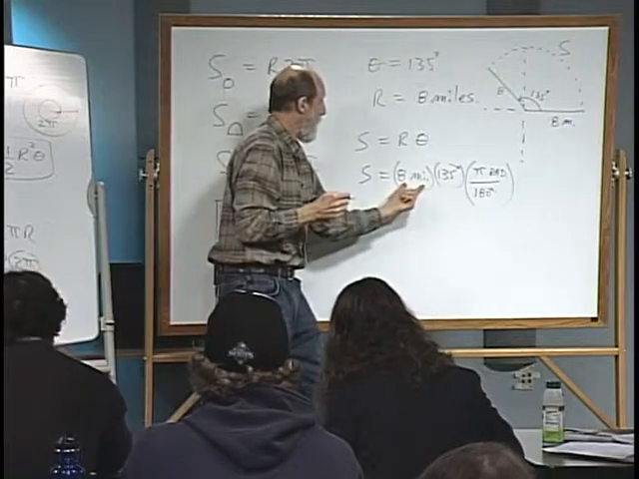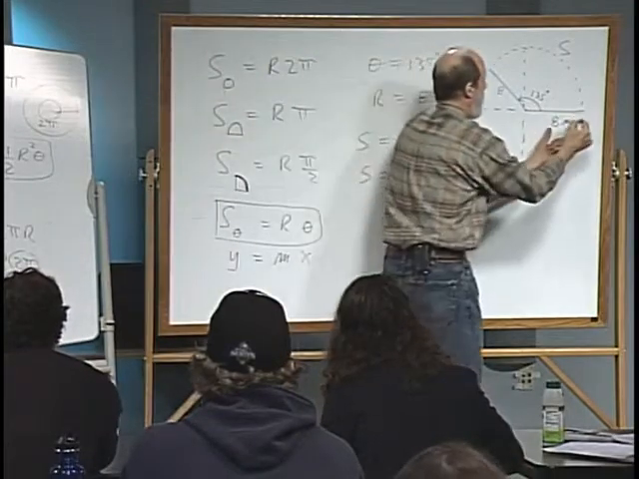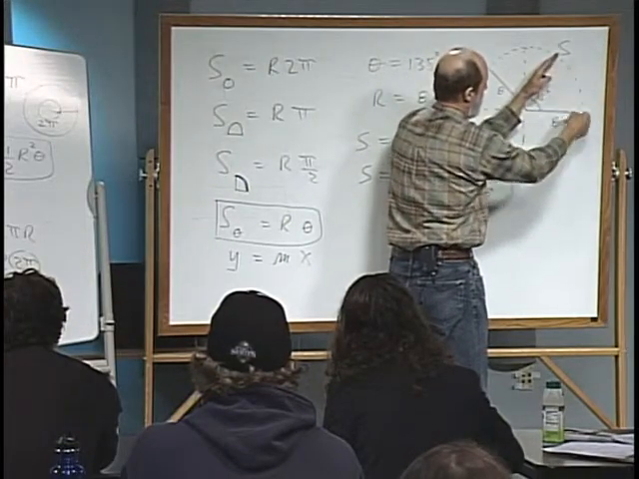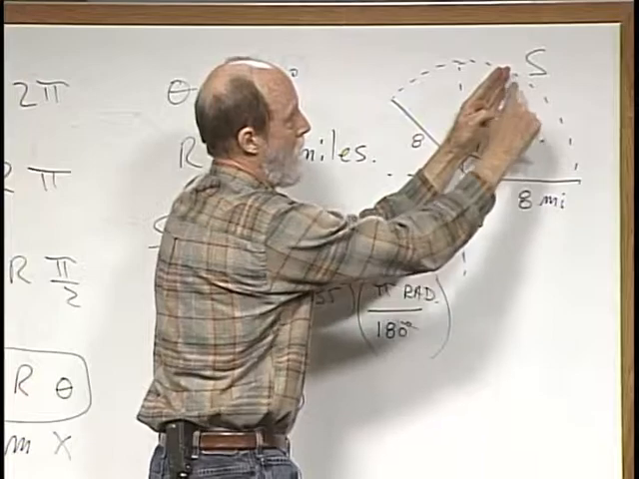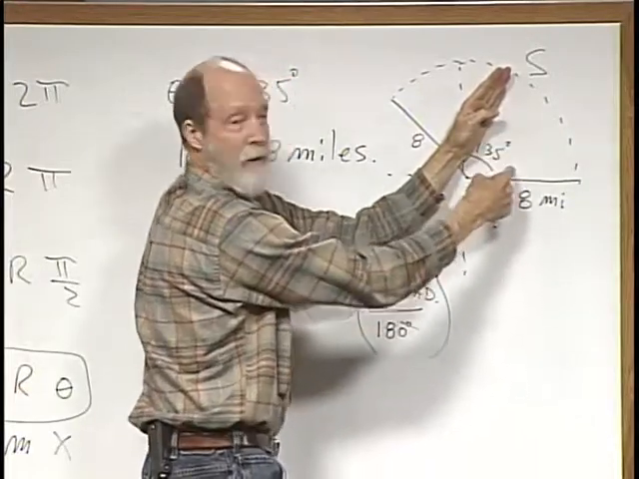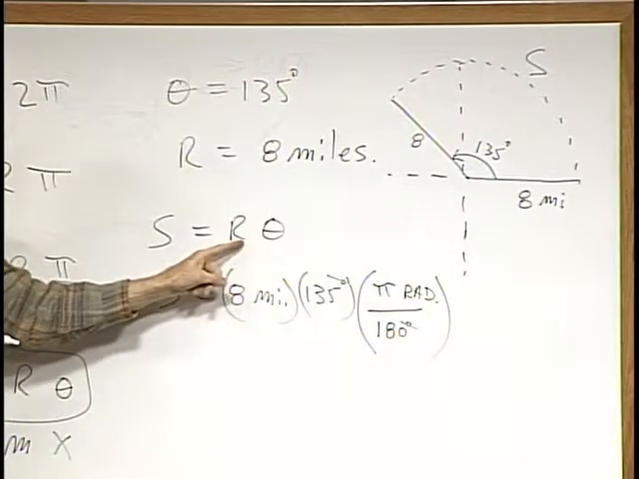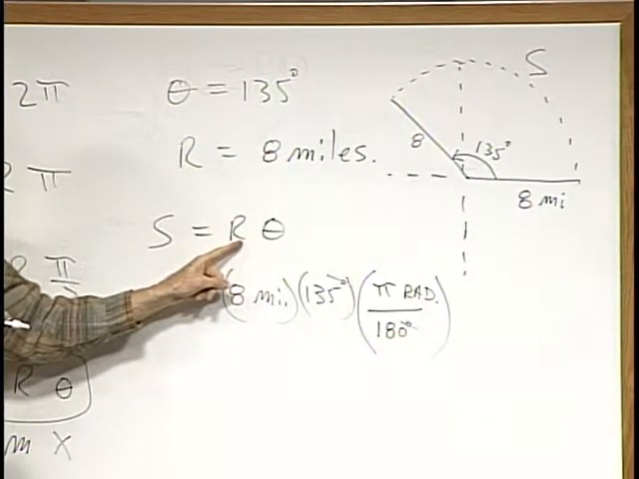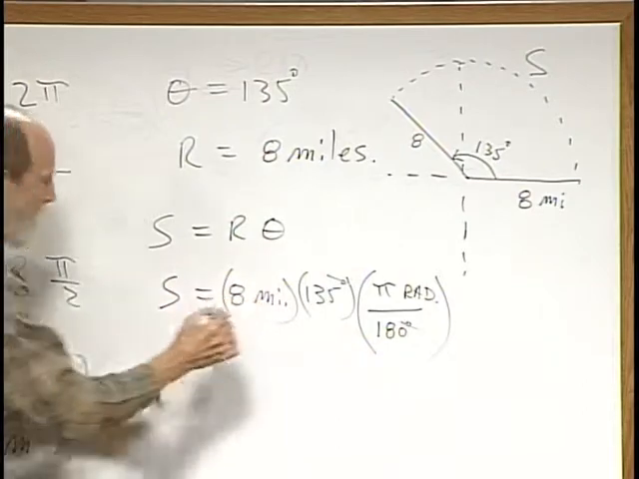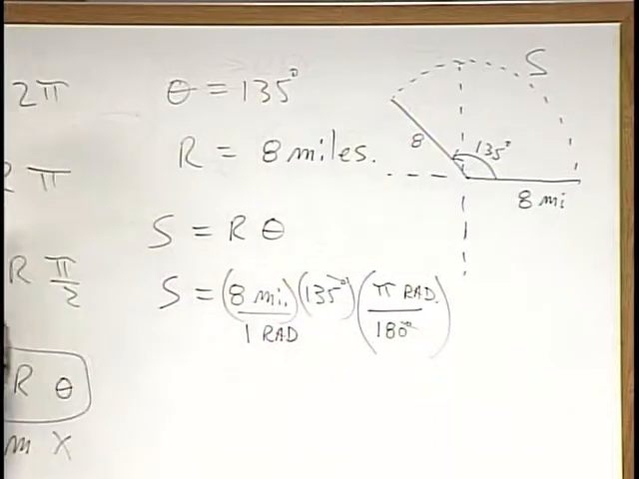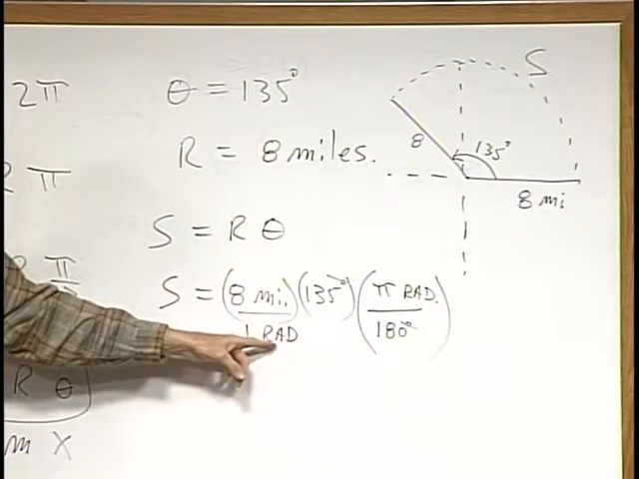So this 8 miles right here could be thought of as equivalent to 1 radian of angle measure here. It'd be about that much. So in the formula, when you see the radius, this is really a conversion factor: miles per 1 radian. In circular motion, folks, the radius can be thought of as a distance per radian.